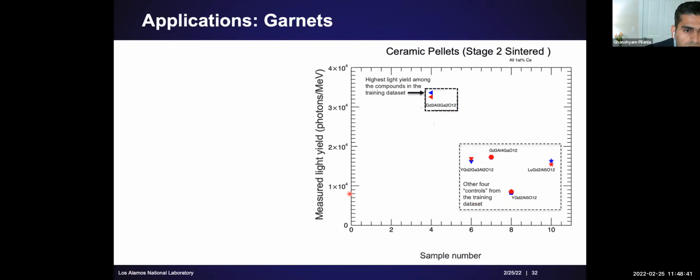So now we go back and synthesize these chemistries and form these single pellets. So these are our controls. We use 5 compounds in our training set. Four are selected randomly, and then the 5th one is the compound that has the highest light yield in our training data set. So that's the highest light yield known in that chemical space in garnets.